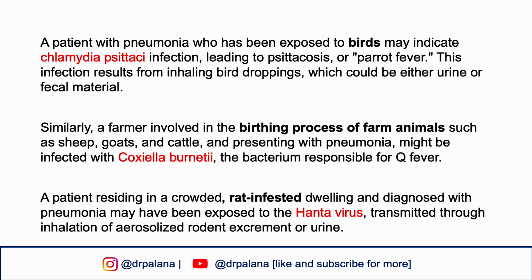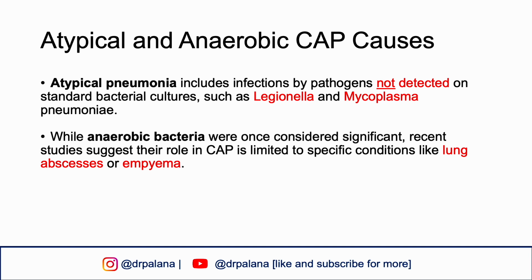A patient residing in a crowded, rat-infested dwelling and diagnosed with pneumonia may have been exposed to the hantavirus, transmitted through inhalation of aerosolized rodent excrement or urine. Atypical pneumonia includes infections by pathogens not detected on standard bacterial cultures, such as Legionella and Mycoplasma. While anaerobic bacteria were once considered significant, recent studies suggest their role in community-acquired pneumonia is limited to specific conditions like lung abscesses or empyema.